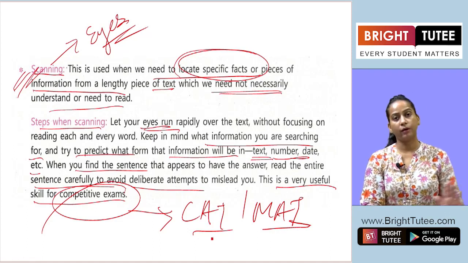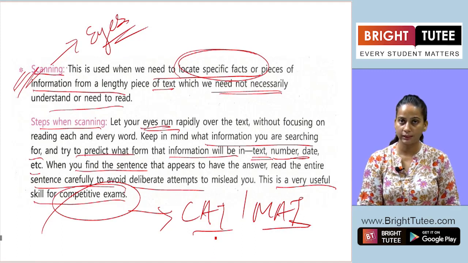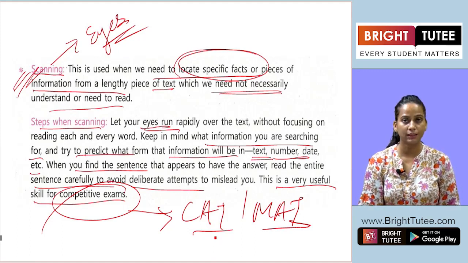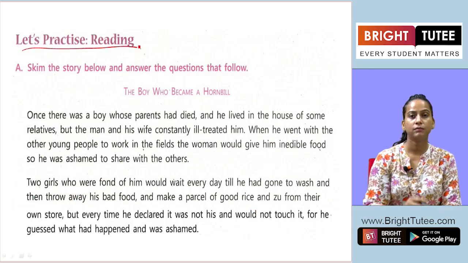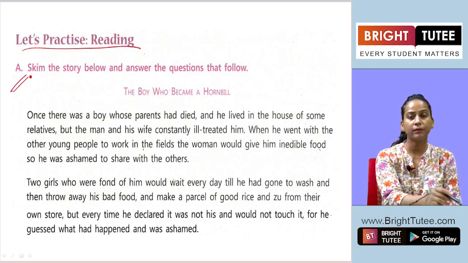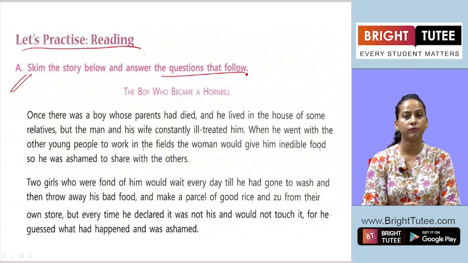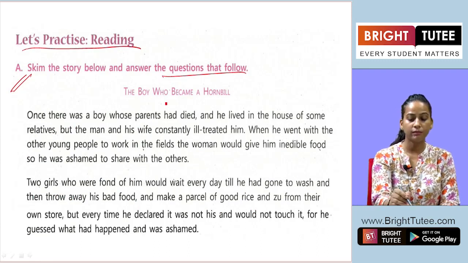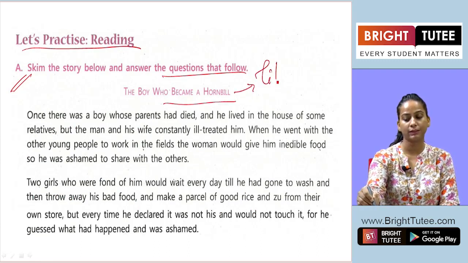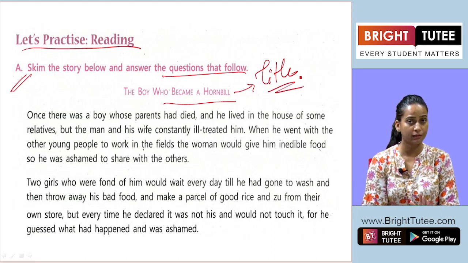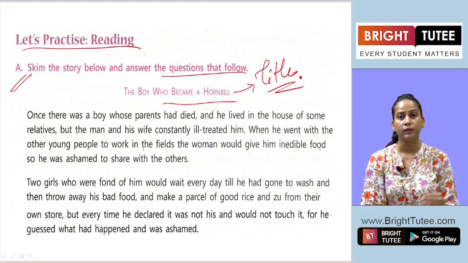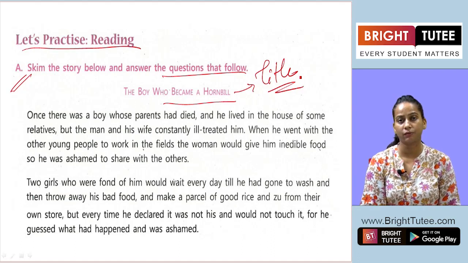Clear? Now, these two techniques we have discussed. Now, we are going to take up the exercise based on the same. Let's practice reading. Skim the story below and answer the questions that follow. Here, we have to pay attention. What is the title of the story? We have to read that thoroughly, and then we have to decide which particular technique we are going to use here.